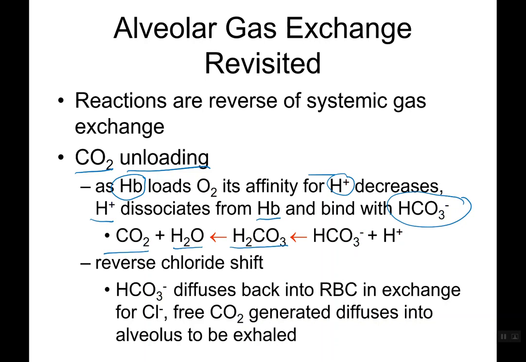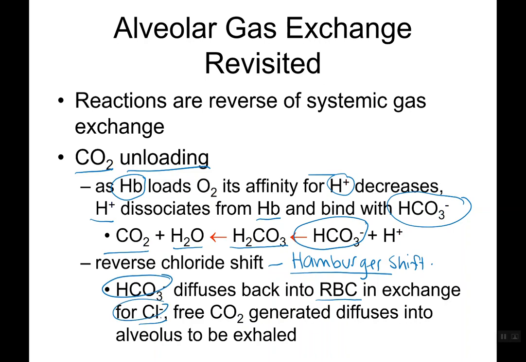Then you get water vapor and carbon dioxide vapor exiting from the blood into the alveolus. Now, let's talk about the chloride shift, which is also called the hamburger shift, which is hilarious. It's because the guy's name was Dr. Hamburger. So bicarbonate diffuses back into the red blood cell in exchange for chloride. Why? Well, you need the bicarbonate inside the red blood cell in order for this reaction to occur. In order to do that and still have the same osmolarity and charge separation across the red blood cell membrane, you have to exchange one anion for another. So you don't get a net anion loss by giving up that bicarbonate, you're just trading it for a chloride. So free CO2 is generated and diffuses into the alveolus to be exhaled.